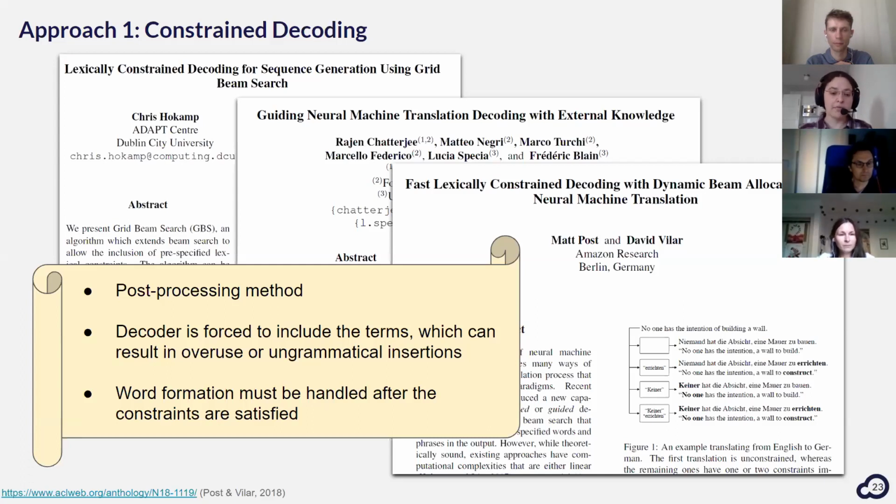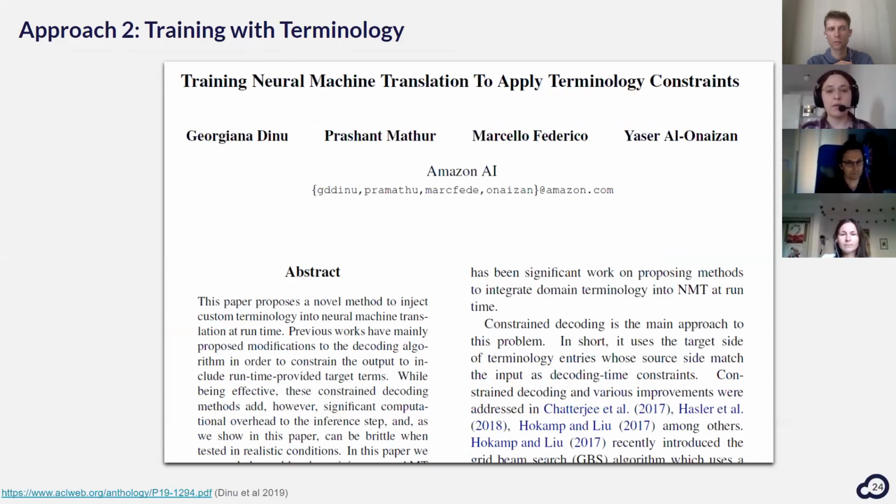Also, with this approach, word formation, like morphology, has to be handled after the constraints are satisfied. If you provide a term that already has some morphology on it, it has to use exactly that term, and then figure out what to do with the morphology after that. So it can be problematic. With that said, this approach does show a higher usage of terms, but it sometimes causes some unnatural translations.